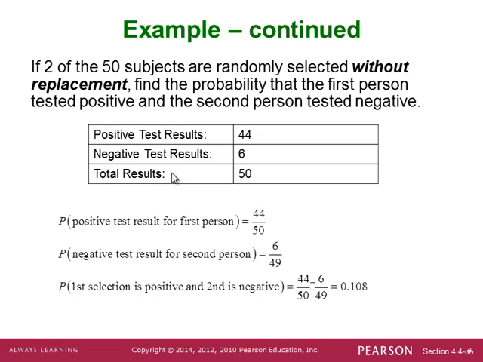But as we'll see here, with sampling without replacement, there was a 44 out of 50 chance of the first person being positive, and then we have 49 individuals left. There are 6 of them who tested negative, so there's a 6/49 chance that the second individual tested negative. So you multiply their individual probabilities: 44/50 times 6 over 49.